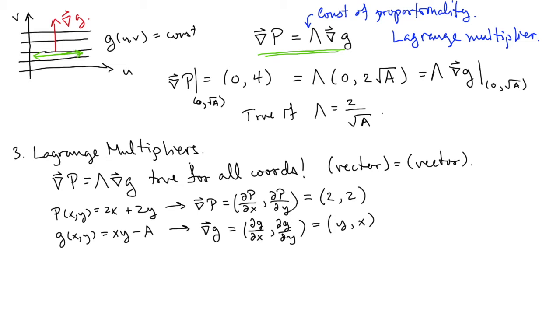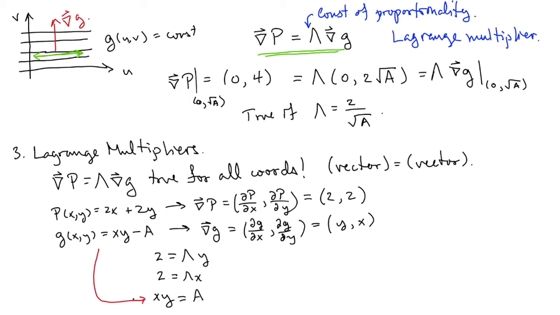Okay, so our condition that the gradient of p is equal to lambda times the gradient of our constraint gives us two equations. 2 is equal to lambda times y. That's the x component of the equation. And 2 is equal to lambda times x. That's the y component of the equation. And then we have one supplementary equation that comes from our constraint itself. xy is equal to a. And this really just comes directly from the constraint. This is just g is 0.